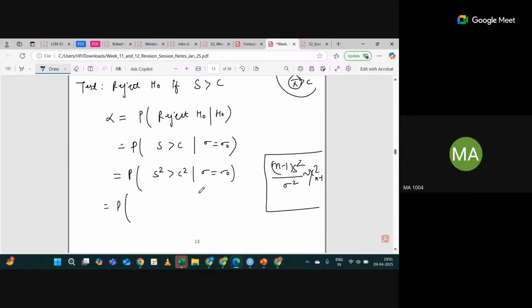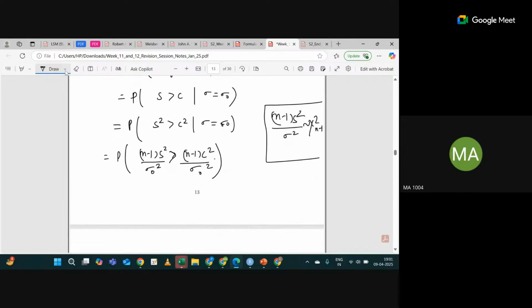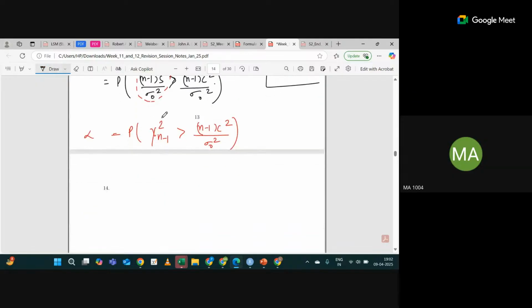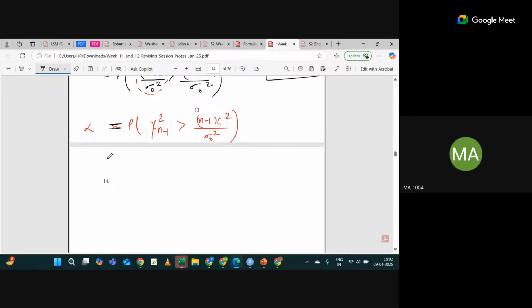To convert into the chi-square test statistic, I have to multiply by n minus 1 on both sides, then divide by sigma square. The specific value of sigma is sigma naught, so I will substitute this value. What is this part now? This will be chi-square n minus 1 greater than n minus 1 times c square divided by sigma naught square. This sigma naught square you can find from your null hypothesis. Now to convert into the CDF form, I can write it as 1 minus probability chi-square n minus 1 less than or equal to n minus 1 times c square divided by sigma naught square. Would you agree with me?